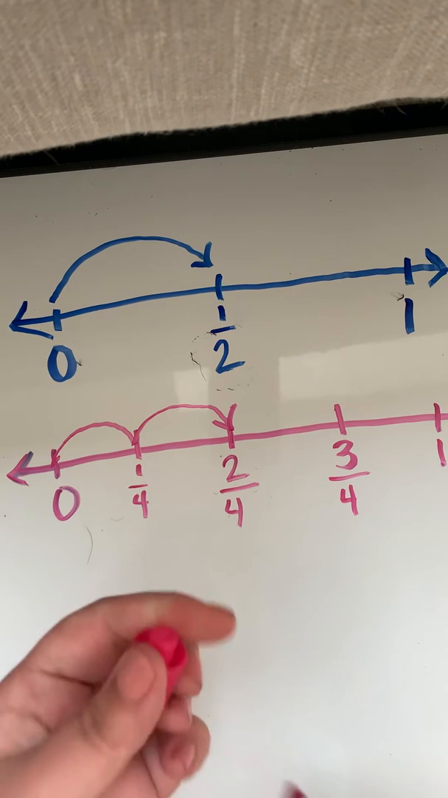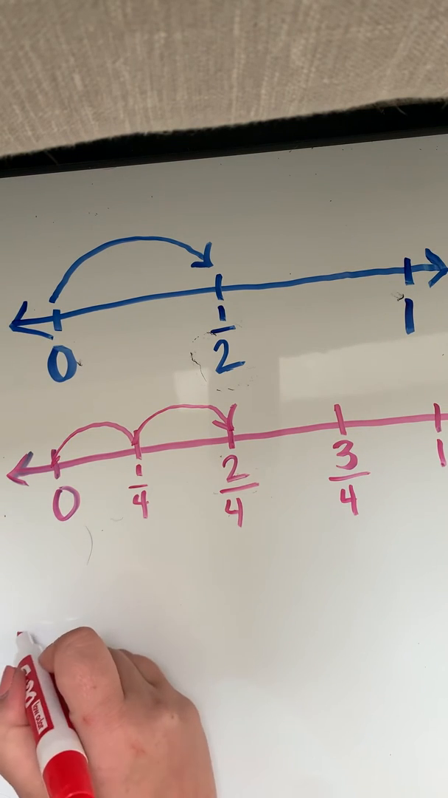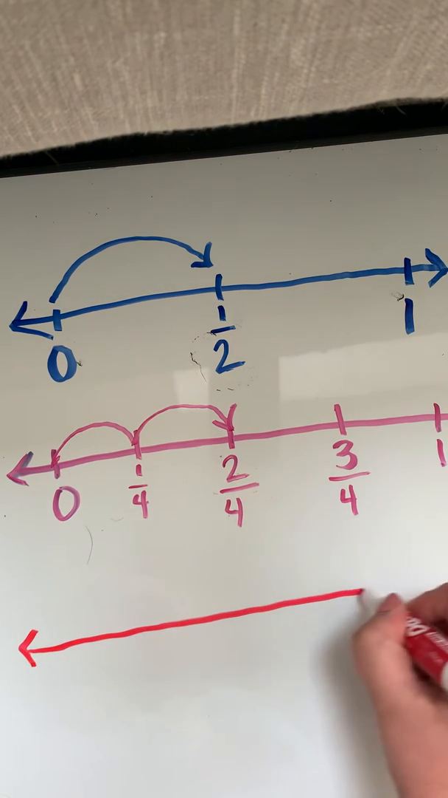Let me show you one more number line. Let's get our other color here. Let's use red. I don't think we've used that one yet. We want to make sure that all of our colors are feeling loved.